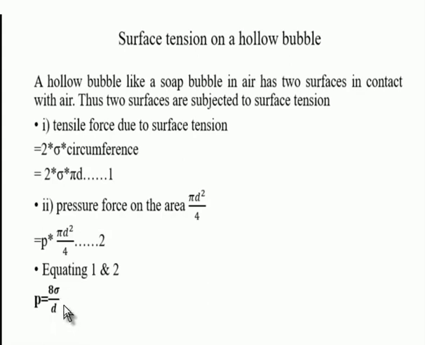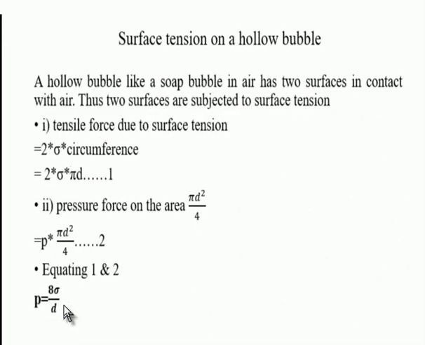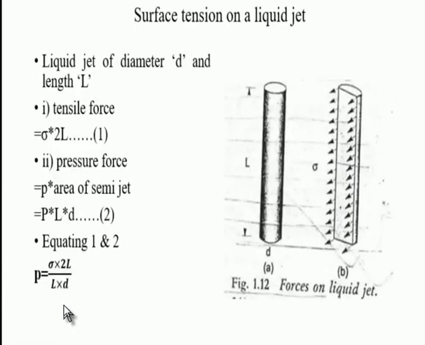Previously we got 4 sigma by d, and this is 8 sigma by d. These are the surface tensions on the hollow bubble and on the liquid droplet, so we get different equations. It is 4 sigma by d for the droplet, and 8 sigma by d for the bubble. Okay, next one is surface tension on a liquid jet.